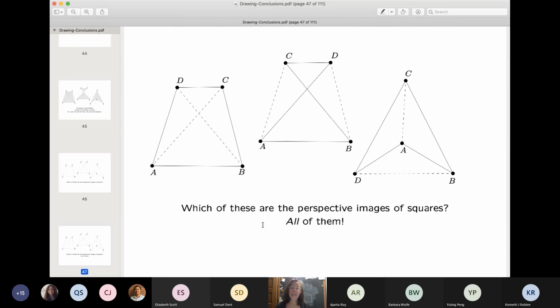The surprising answer actually is that all of these are the images of squares. And I'm going to show you this 2 ways. One is that I'm going to show you sort of a mathematical proof of this, zoom in through that.